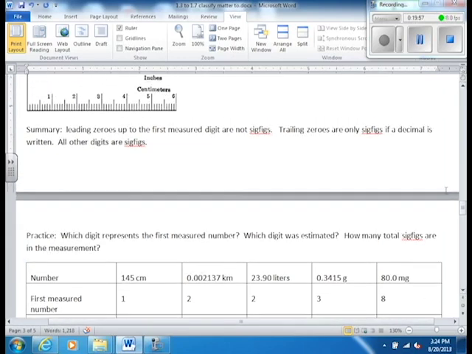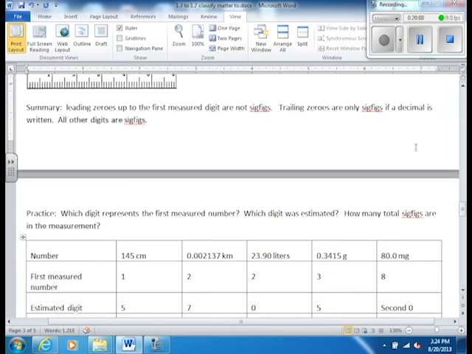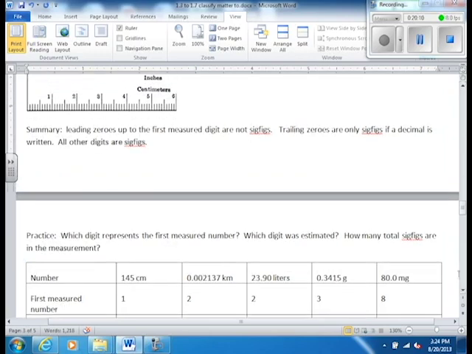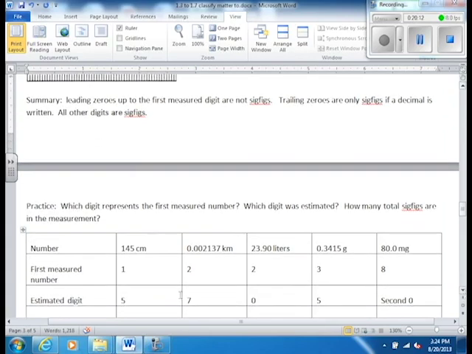Actually, before you see that, go ahead and pause if you want to fill in this whole chart on your own. The last digit, typically, is your estimated digit. So you should have paused, because your answers are showing right now. Okay, so the 7 is estimated. The 0 is estimated. The 5 is estimated. And that second 0 is the estimated digit. Okay, your last digit is your estimated digit.